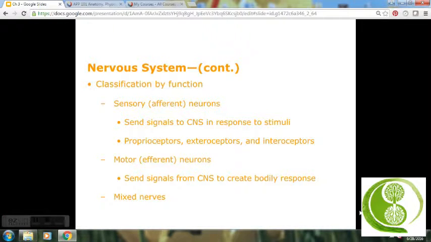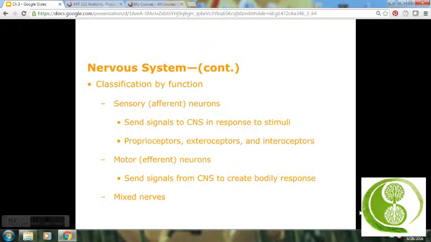Within the sensory neurons, you have proprioceptors, exteroceptors, and interoceptors. The proprioceptors are sensory nerve cells sensitive to the body's position, the muscle tone, and equilibrium. They're located in muscles, tendons, joints, and the inner ear.